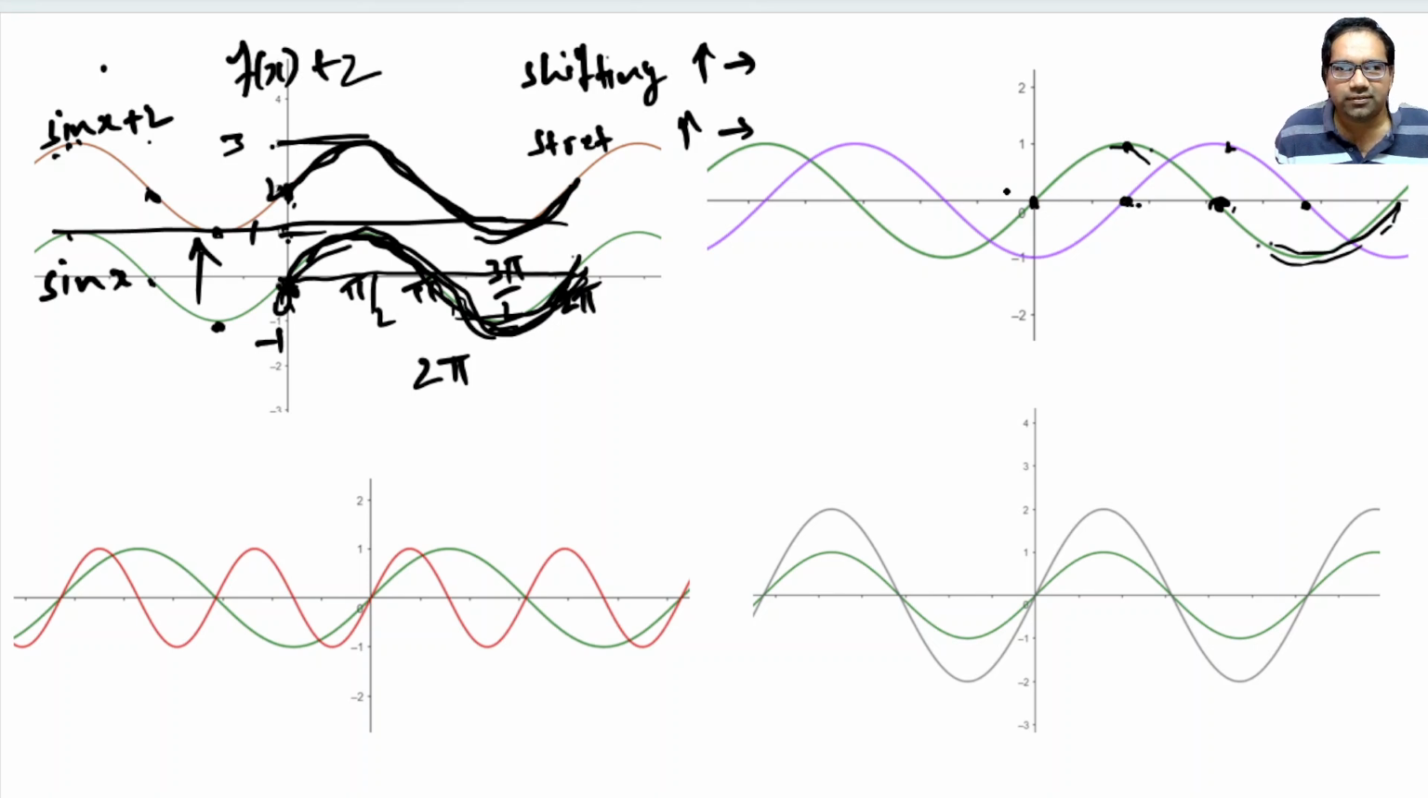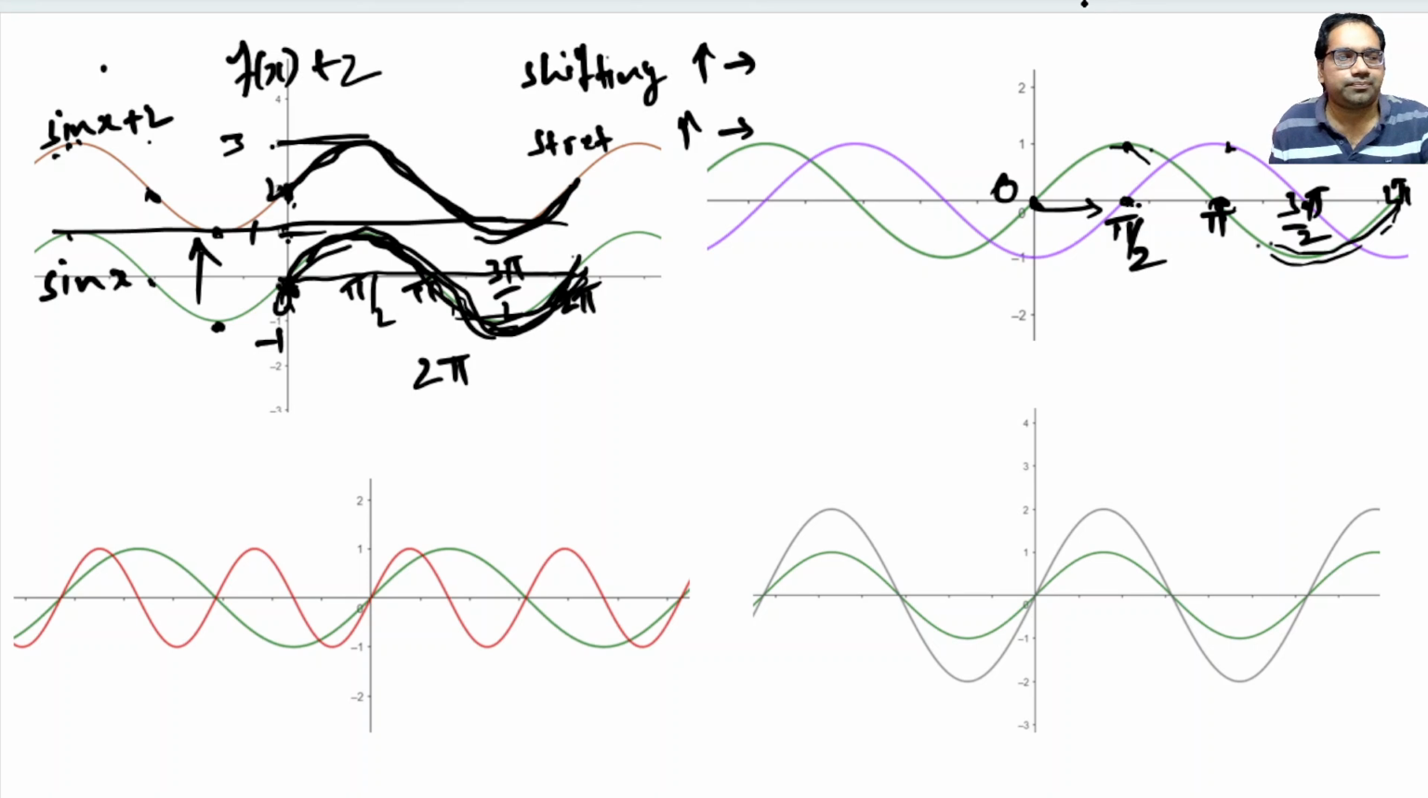So what is our sine graph? This is 0, this is pi by 2, this is pi, 3 pi by 2, and 2 pi. This graph is shifted pi by 2 units towards the right side. So the first graph, this green graph, is sine x. This graph is sine of x minus pi by 2.